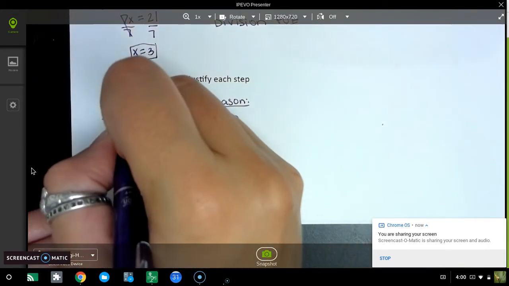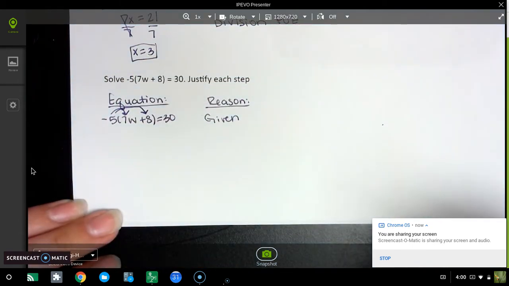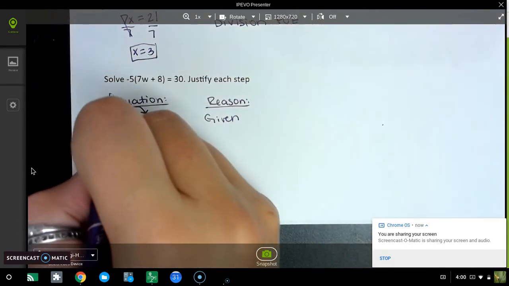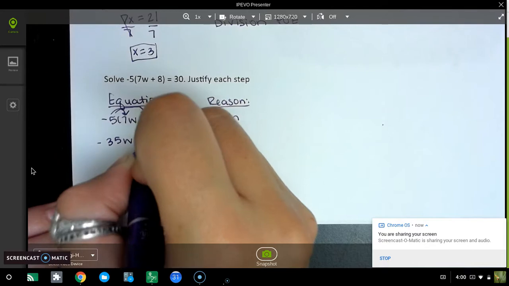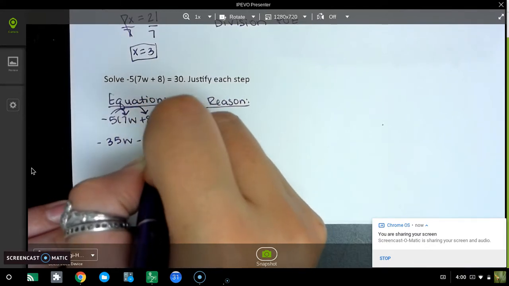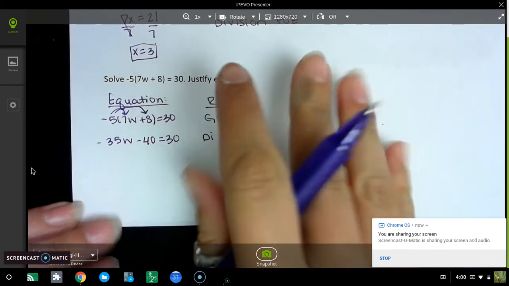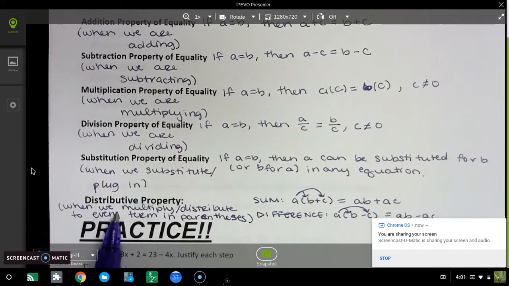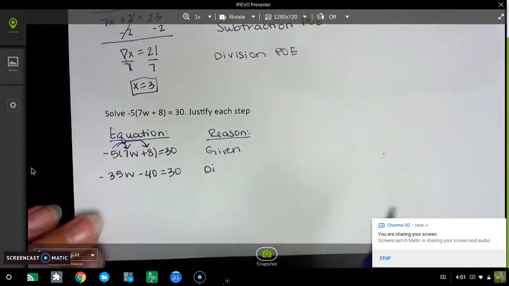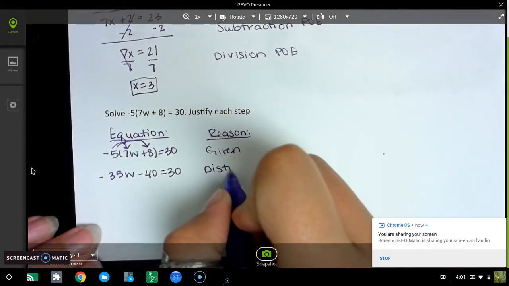I need to distribute my -5 to every single term. So I'm going to get a -35w. -5 times 8 is a -40 equals 30. My reason was distributive property of equality. Distributive.